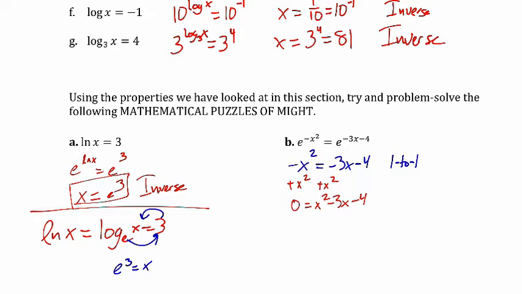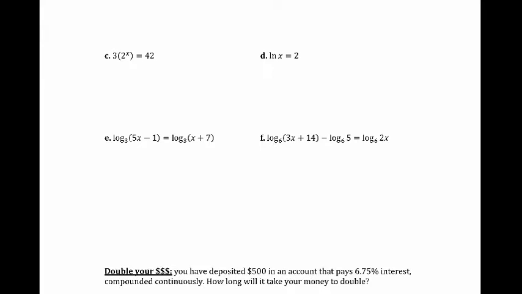That side is factorable, so we have 0 equals x minus 4 times x plus 1. What solutions of x make that true? That's x equals positive 4 and x equals negative 1. So those are our two solutions. Next page, we got a couple more to do. Flip it over, there we go.